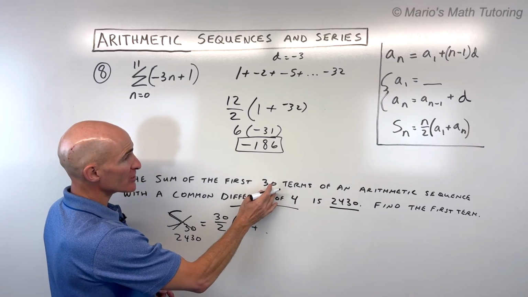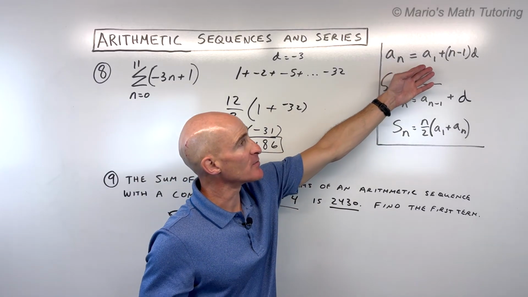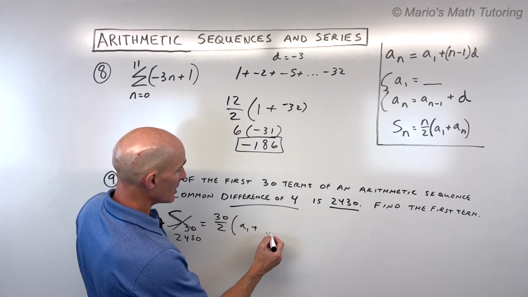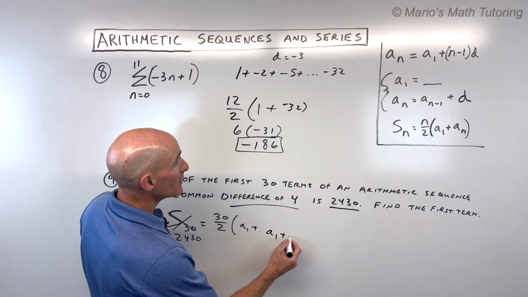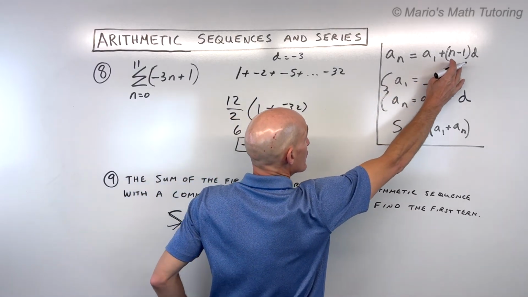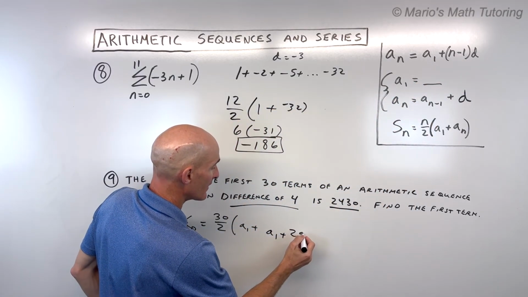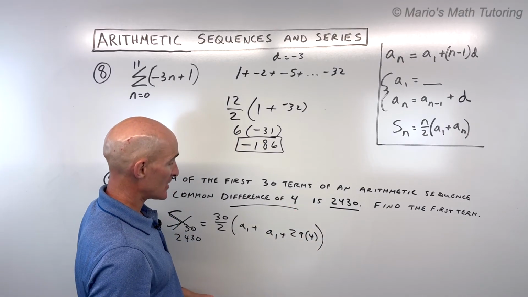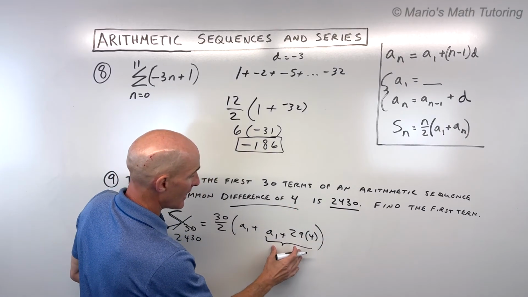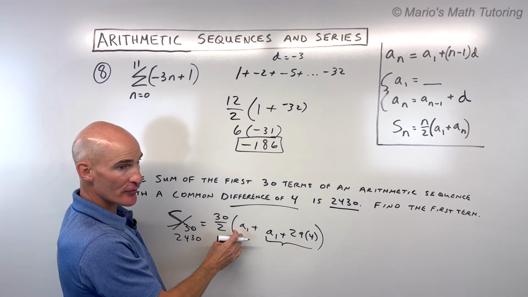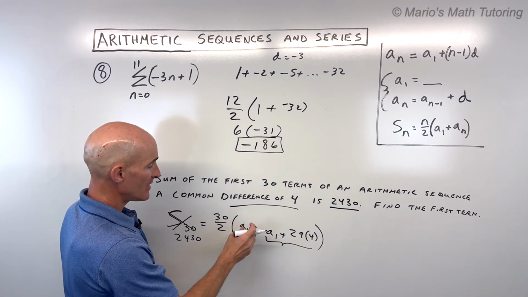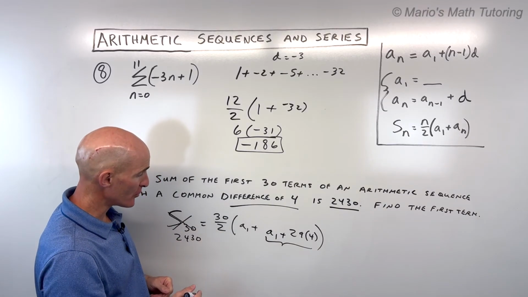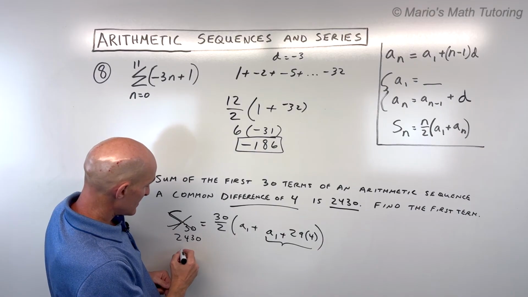Now we know there's 30 terms, so let's go to our explicit formula and ask, what's the value of the 30th term? Well, that would be a sub 1 plus 30 minus 1, which is 29, times the common difference of 4. See how we did that? So this represents the nth term, or the last term. This is our first term, so first plus last, times the number of terms divided by 2 equals the total sum, which is 2,430.